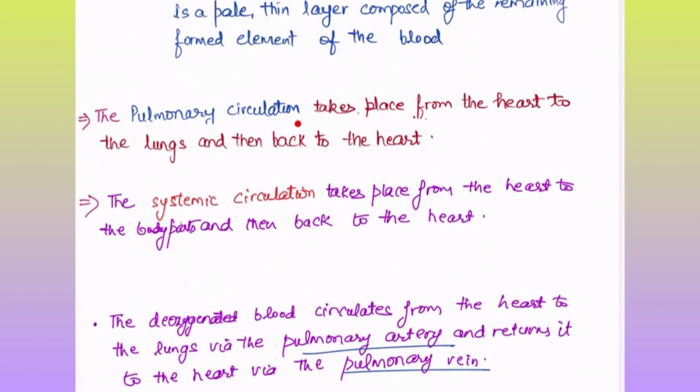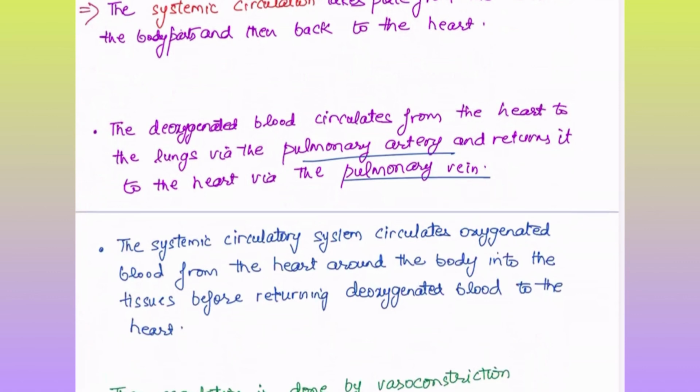The pulmonary circulation takes place from the heart to the lungs and then back to the heart. The systemic circulation takes place from the heart to the body parts and then back to the heart. The deoxygenated blood circulates from the heart to the lungs via the pulmonary artery and returns to the heart via the pulmonary vein. The systemic circulatory system circulates oxygenated blood from the heart around the body into the tissues before returning deoxygenated blood to the heart.